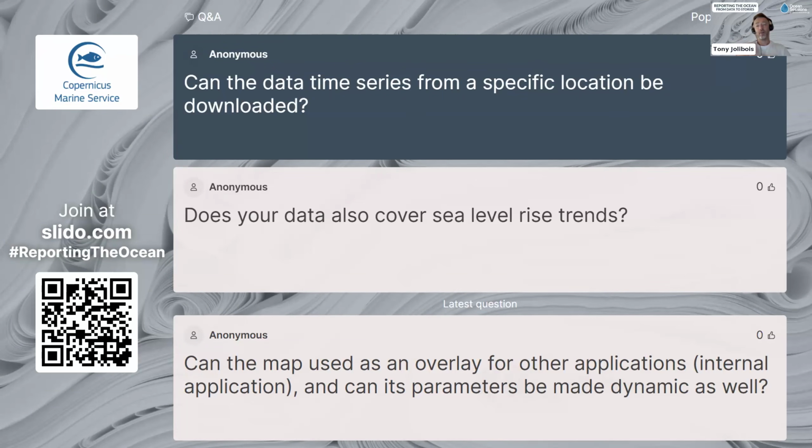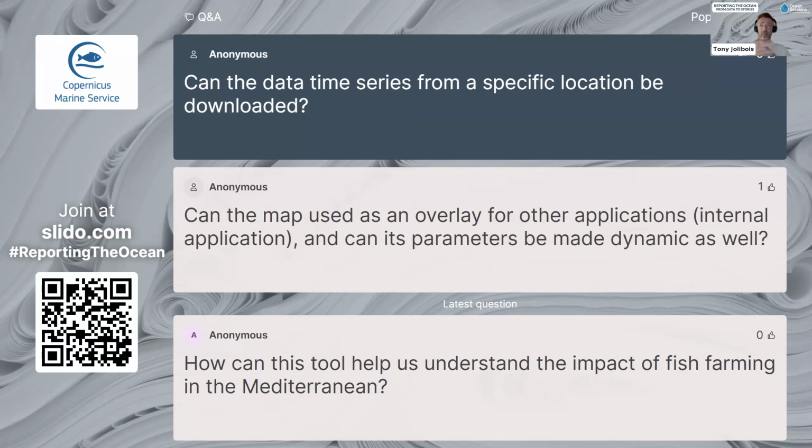And when this time series is generated, you have a 3-point button just on top right of the time series, which gives you access to export to NetCDF, export to CSV. So yes, you can download time series.